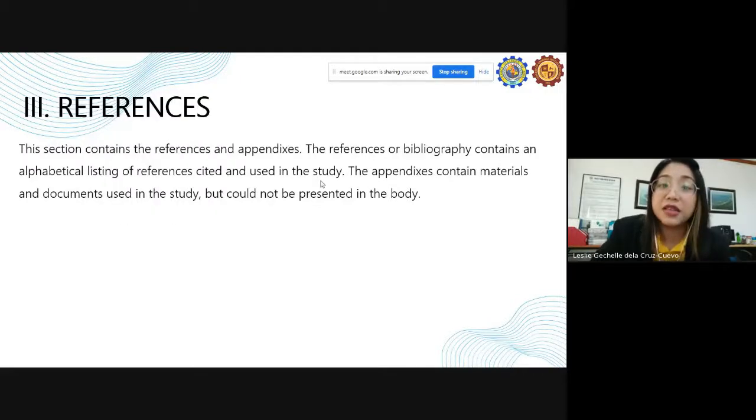And then references. This section contains references and appendices. References or bibliography contains an alphabetical listing of references cited and used in the study. I will teach you the APA format for this. APA is American Psychological Association. Then the appendices contain materials and documents used in the study but could not be presented in the body. Katulad nga ng mga request letters. Okay.